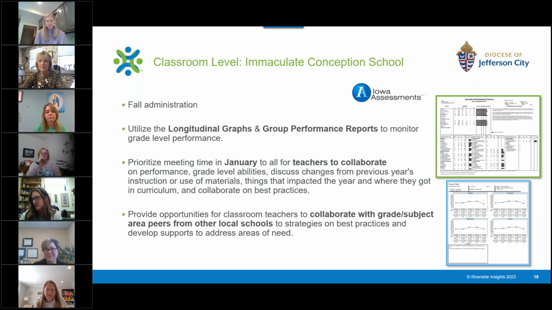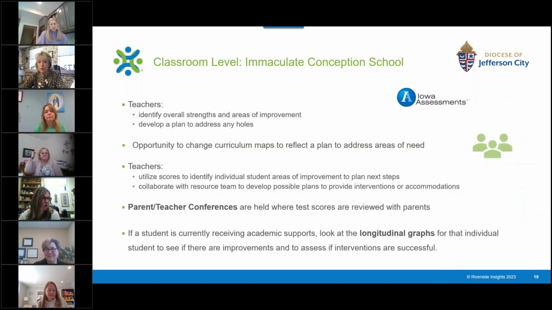So I think that's one of the biggest things that we've started in the last couple of years that has really turned into a great opportunity for professional development with our teachers across different schools in our area. So yeah, that's what we do.